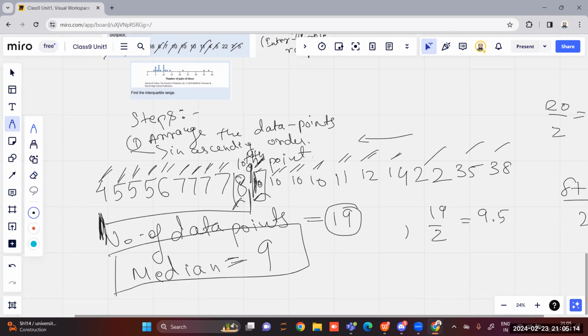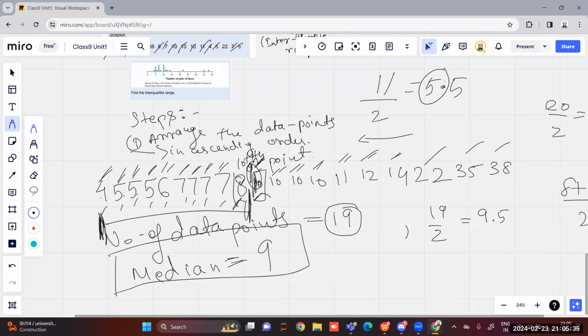So this is the ninth. From here, see how many data points there are: 1, 2, 3, 4, 5, 6, 7, 8, 9, 10, and the ninth one is the 11th data point. So what will be the median from year to year? There are 11 data points, divided by 2, which is 5.5. So the sixth point will be the median.